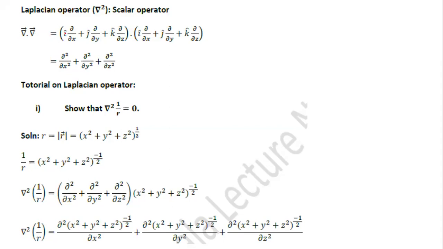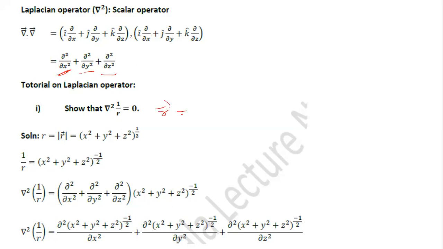So this is like this: i cap dot i cap is 1. Therefore del square upon del x square, you have the first operator. i dot j cap is 0, i dot k cap is 0. And now if you look at this, j dot i is 0, j dot j is 1. Therefore del square upon del y square, and similarly del square upon del z square. Now this also again you can perform on this r, your position vector.